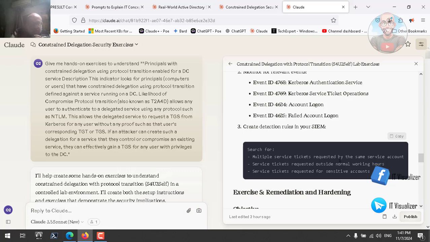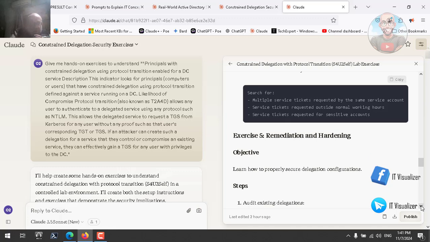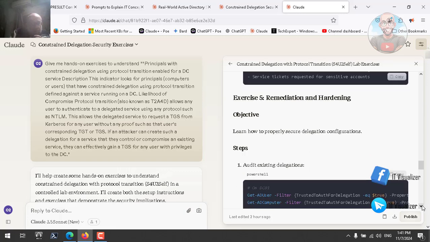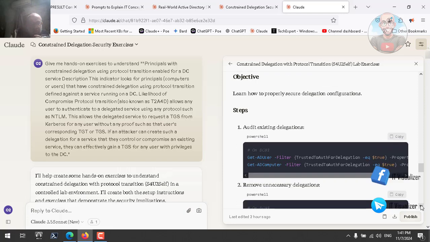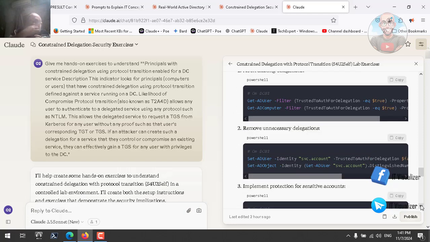Search for multiple service tickets requested by the same service account. Service tickets requested outside normal working hours. Okay, service ticket requests for sensitive accounts. Very, very good example which illustrates this security indicator. Very, very good. Then remediation and hardening. Now he's giving you the monitoring tools, how to monitor this and discover it, and how to solve it. Audit existing delegation. So here is auditing the delegation, remove unnecessary delegation.